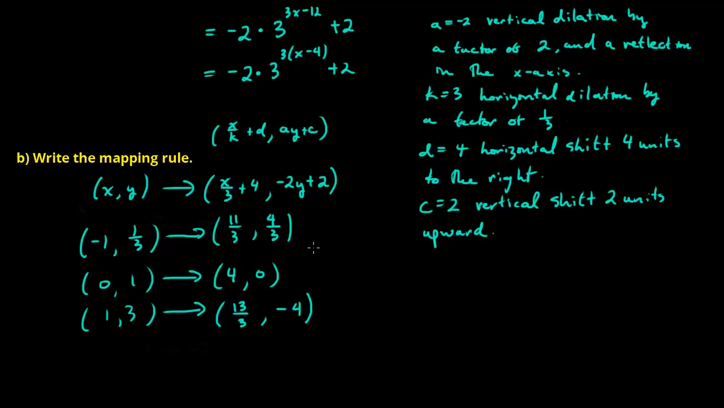The other thing that I need to take note of is where my horizontal asymptote is going to be. The horizontal asymptote is normally at y = 0, but remember that this function has been transformed 2 units upward. So that means my new horizontal asymptote is going to be y = 2. That's the equation of the horizontal asymptote. We'll finish this example in the next video.